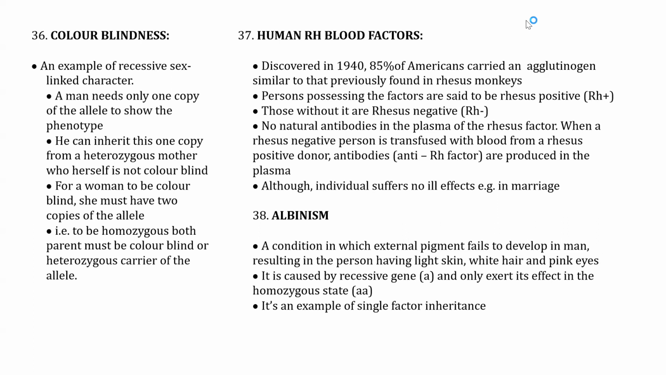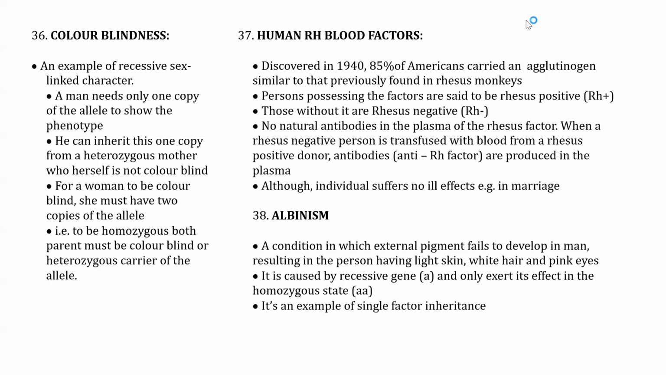Now, a rhesus positive person will not be able to give a rhesus negative person blood, just like what I explained, because immediately the blood is entering into the rhesus negative individual's body, it is going to produce antibodies that will attack the rhesus positive blood, because they see them as threats. They will attack it and destroy it. So at the end of the day, the person might still die because the blood will not be accepted.